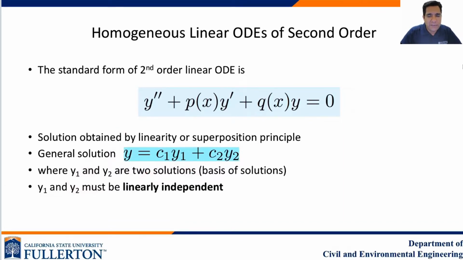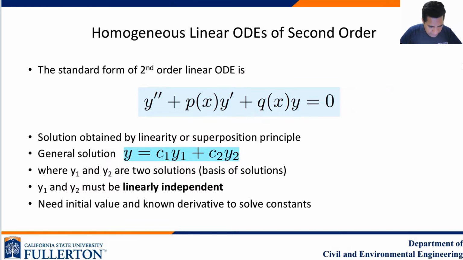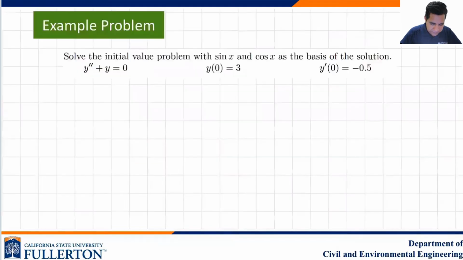Now, once we have the basis of solution, this method is straightforward, and we will go over a special case with a constant coefficient where we'll talk about how to find those basis of solutions. So to solve these differential equations, we need an initial value and also a known derivative. These are the two requirements. If you have a function value and the derivative value, only then you will be able to solve second order linear differential equations. If you have just two function values, you won't be able to solve the differential equation.